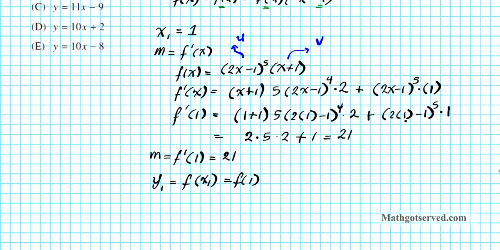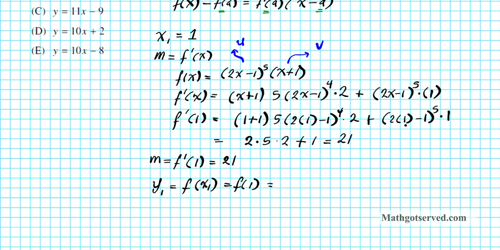Okay? So to get y1, it's going to be 2 times 1 minus 1 to the 5th times 1 plus 1. Okay? So if we simplify this, 2 times 1 is 2 minus 1, 1. And then 1 plus 1 is 2. So y1 is 2.